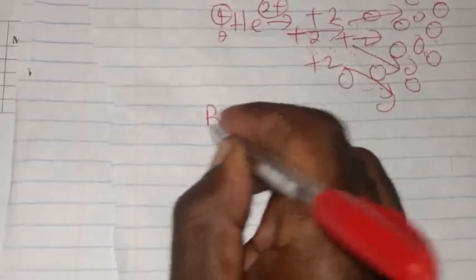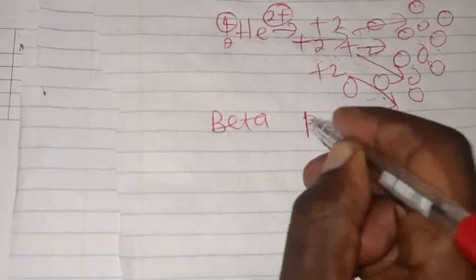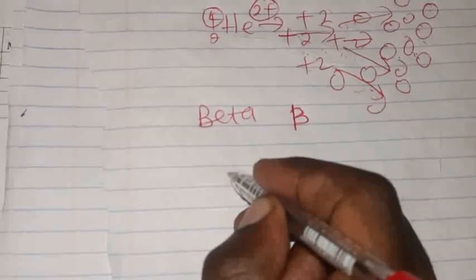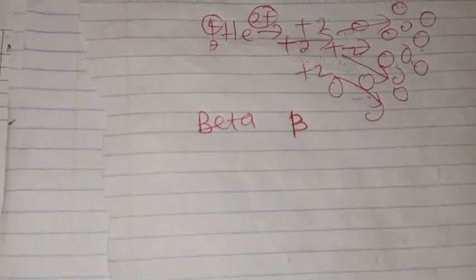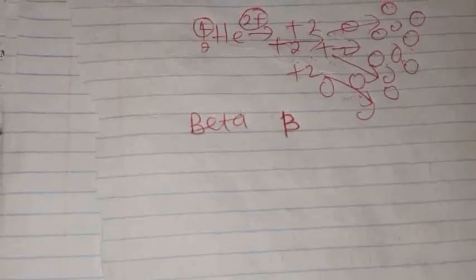And the second radiation is called a beta particle, abbreviated or symbolized as that. And this beta particle is produced when a neutron is emitted from the nucleus.